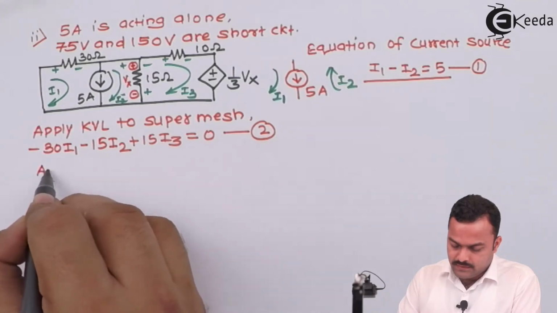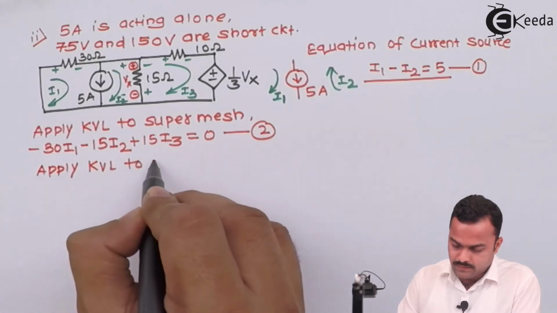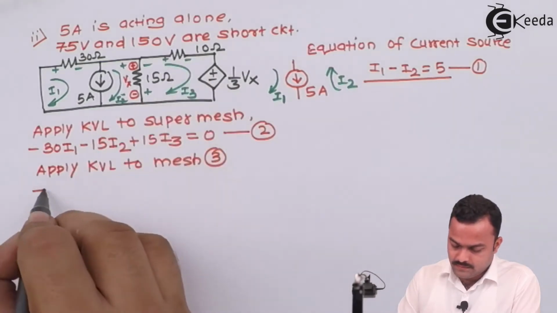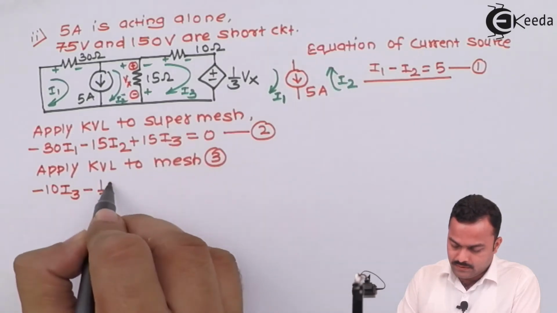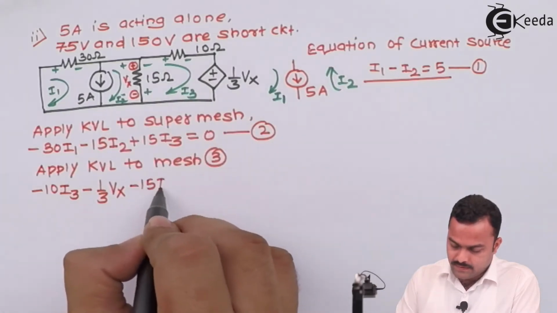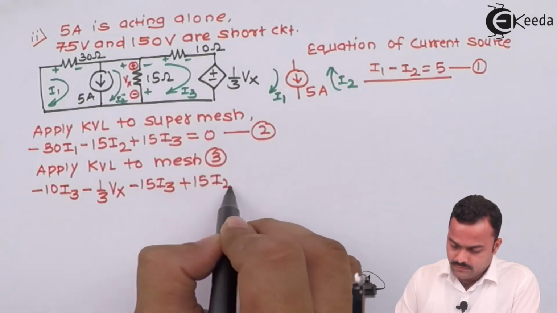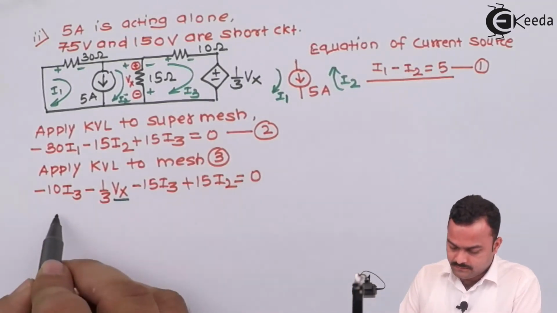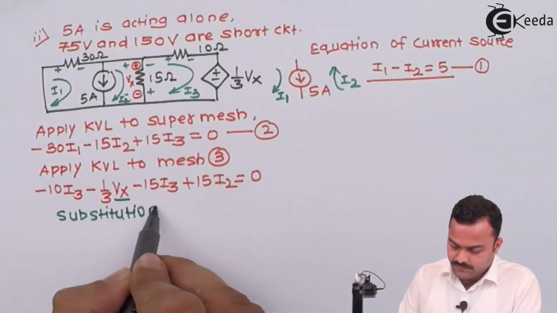The third equation we will get by applying KVL to mesh 3. Plus minus, minus 10 I3, plus minus, minus 1 by 3 Vx, plus minus, minus 15 I3, minus plus, plus 15 I2 equal to 0. We need a substitution for Vx. So substitution equation.